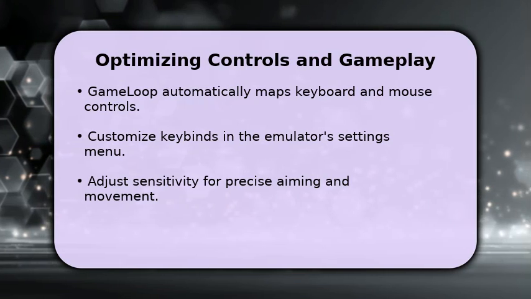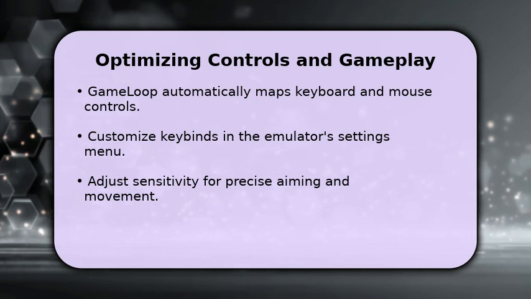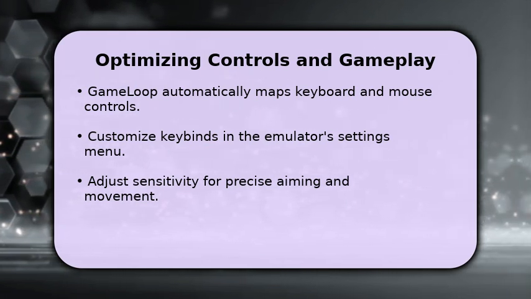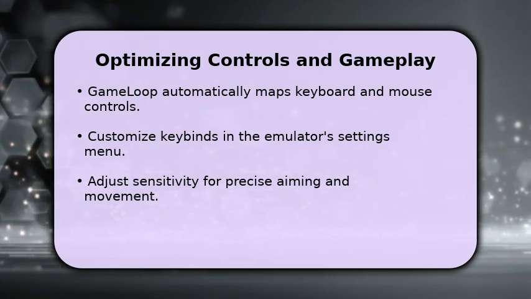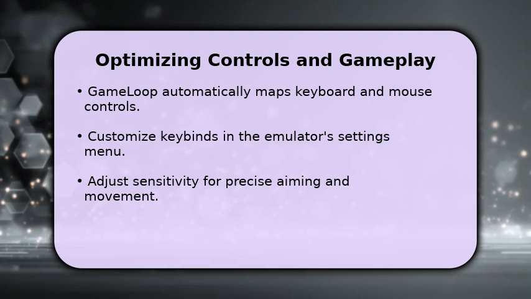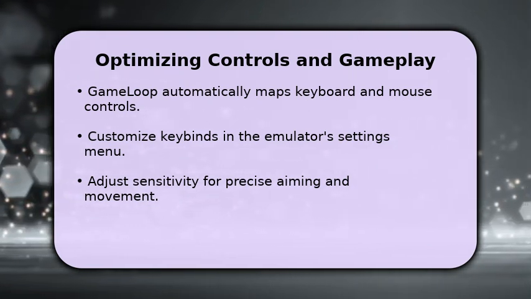One of the best features of using Game Loop is that it automatically provides optimized keyboard and mouse mappings for PUBG Mobile. However, you can personalize these controls to better suit your playstyle. Access the emulator's settings menu to view and modify keybinds for actions like shooting, moving, and looting.